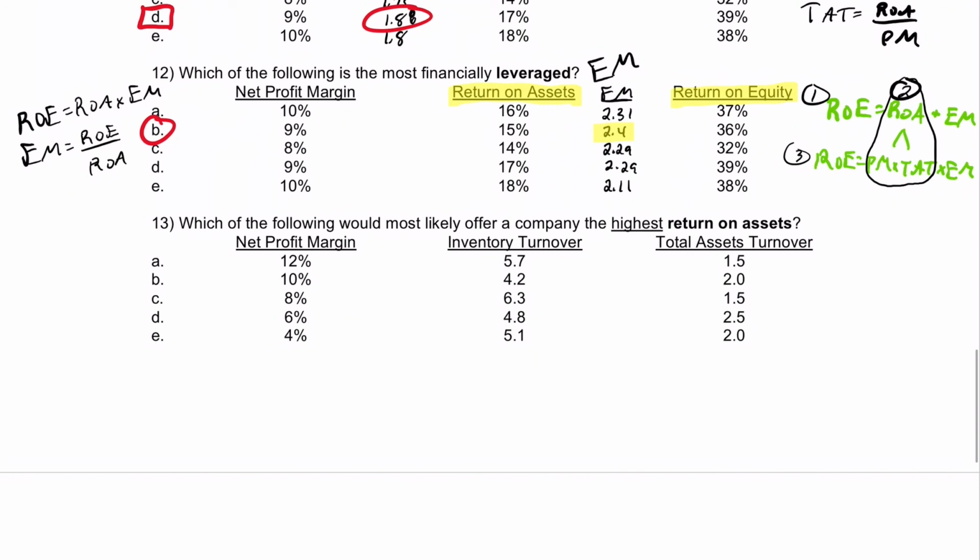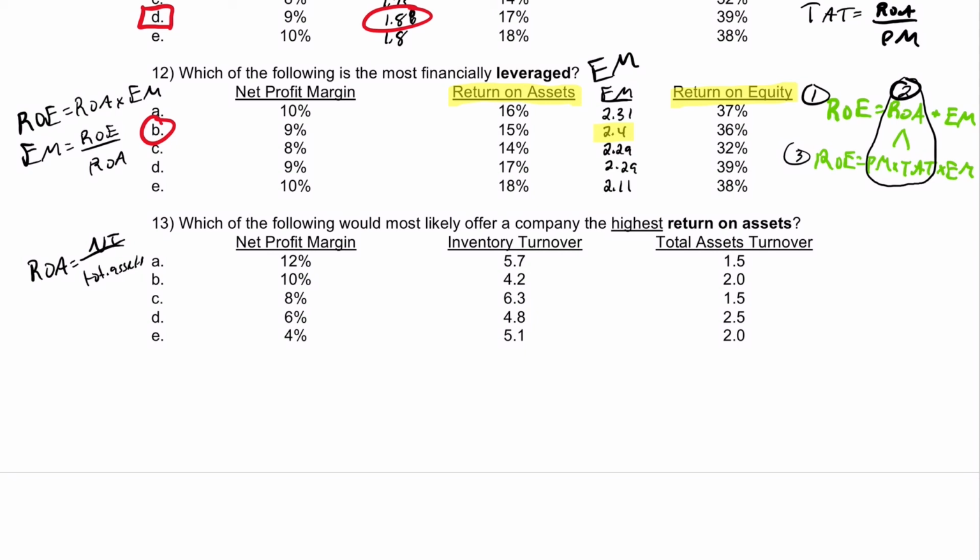13. Which of the following would most likely offer a company the highest return on assets? Your ROA equation is equal to net income over total assets. We're not given net income, we're not given assets, we're given no actual income or balance sheet items, but we are given other ratios. Hopefully you see that when I have net profit margin, inventory turnover, total asset turnover, I'm starting to see a relationship here. I'm starting to see you catch on to the trend.